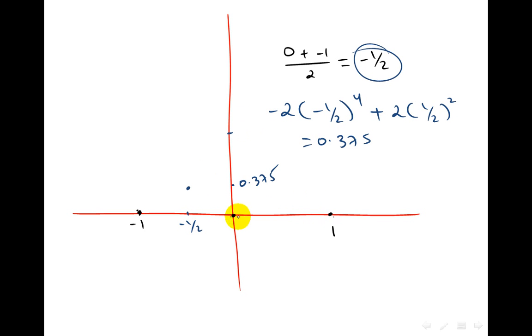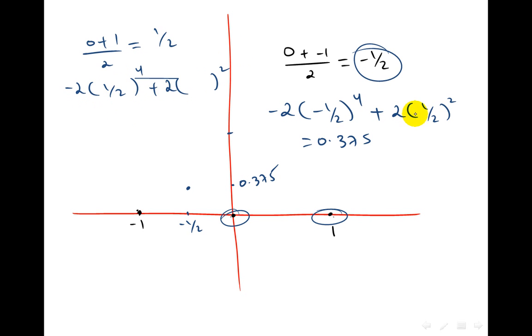You have to do the same thing also to find the maximum for this one. You're going to do 0 plus 1 divided by 2, which is to know the maximum point between the point 0 and positive 1. You'll have half. Plug in this half in the original equation, which is minus 2x to the power of 4 plus 2x squared, and you'll find 0.375. So here will be the point half, and here will be our maximum point.